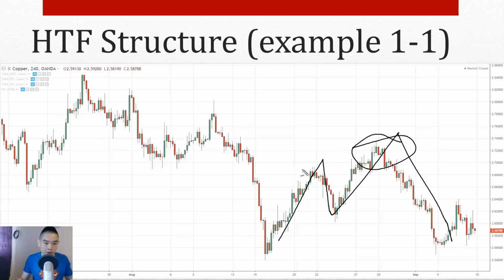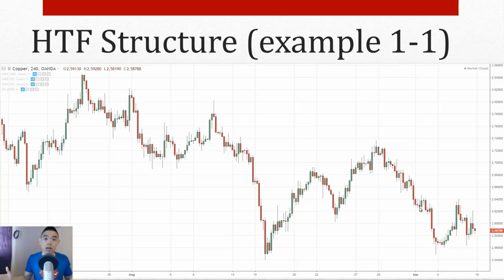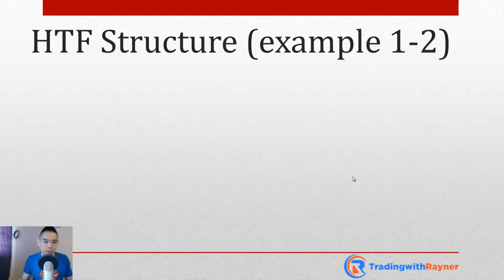Okay, price apparently breaks above this swing high over here, and then it collapses lower. Right, so at this point, a lot of traders who are unaware buy the breakout only to get caught on the wrong side. Why is that, right? Again, I mentioned something called higher time frame structure.